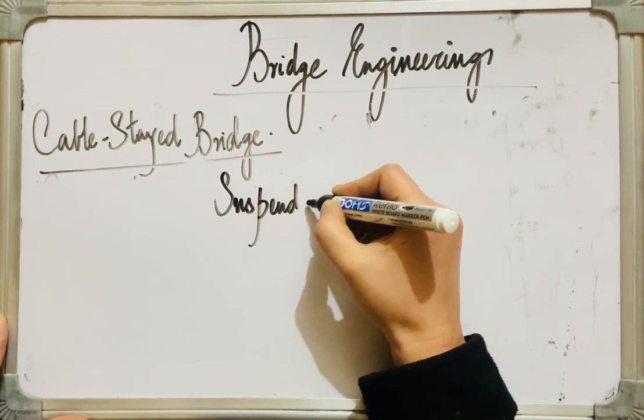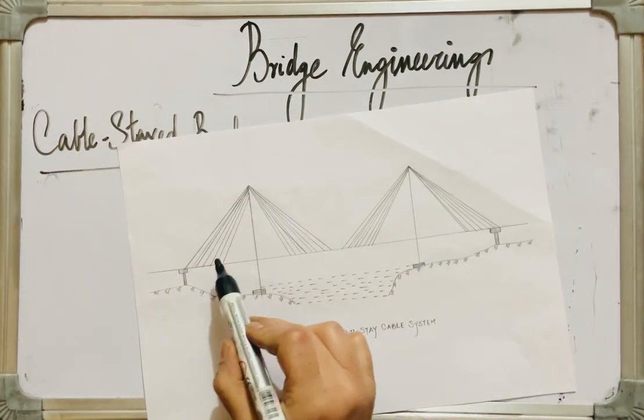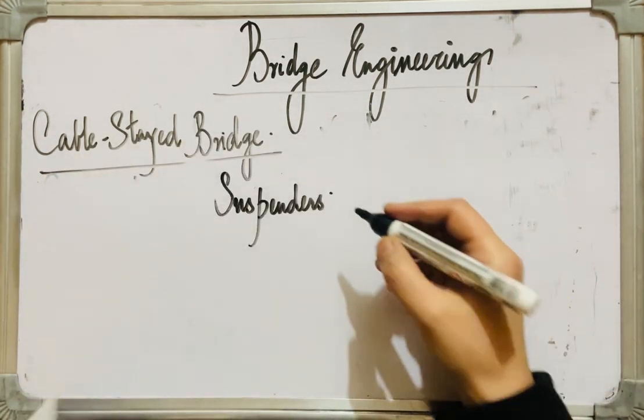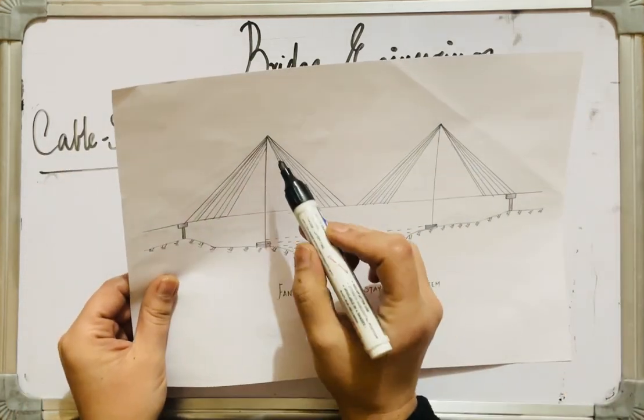The suspenders in case of a suspension bridge essentially hang the bridge deck below the suspension cables, and they transfer the loads of the bridge deck to the suspension cable or the main cable. But in a cable stayed bridge, you can see there are no suspenders. All right, there are no suspenders in a cable stayed bridge, unlike suspension bridges, because in a cable stayed bridge the cables are directly stretched from towers and connected to the decking.